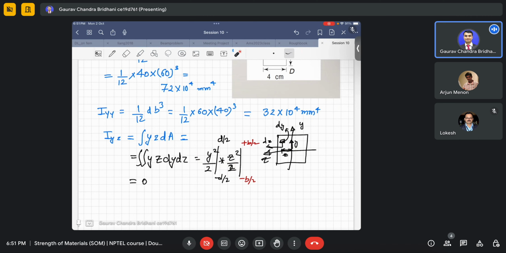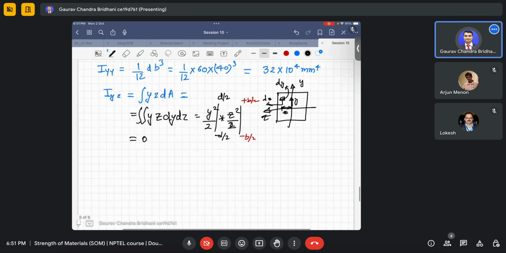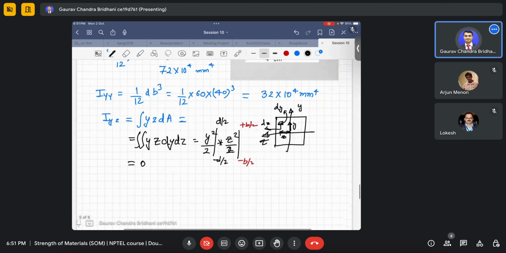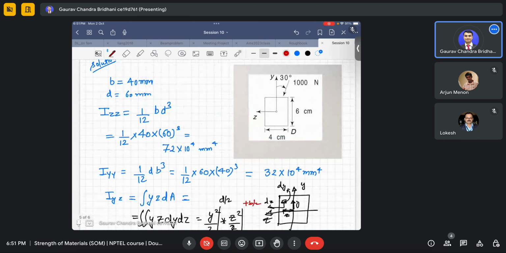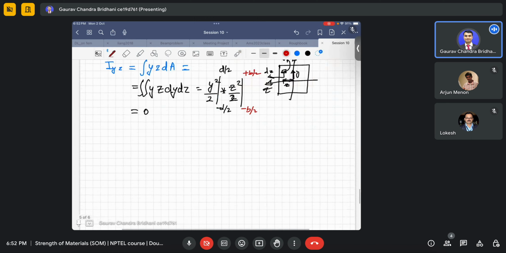Okay. So in our case we have IYZ equal to 0. Now let's look at the force. You can see this force is inclined like this. What I'll do is translate this force from here to here, just for our convenience, so we can understand it more properly. So I'll draw the cross section.